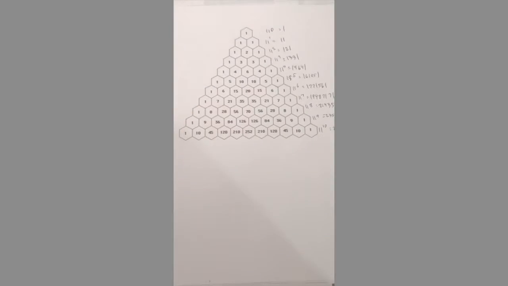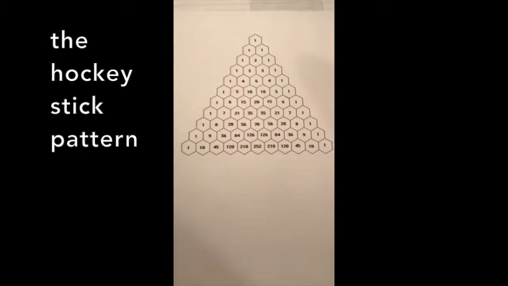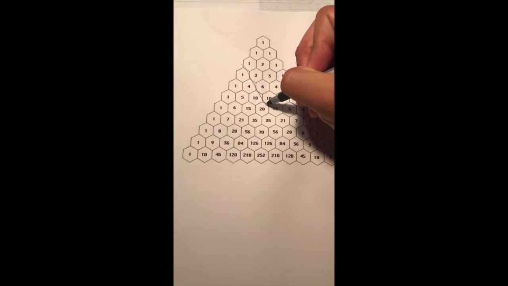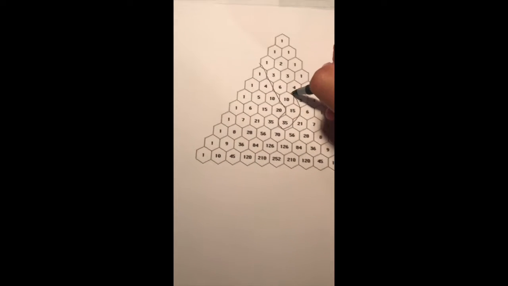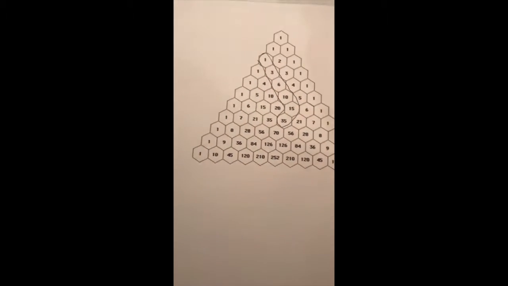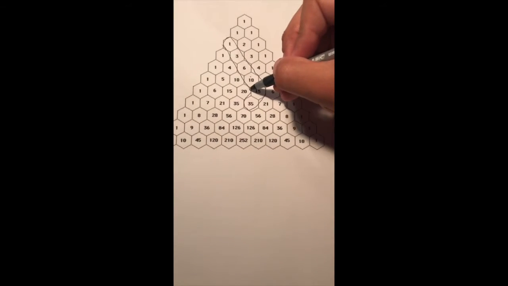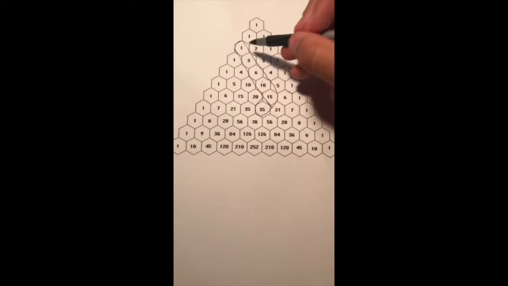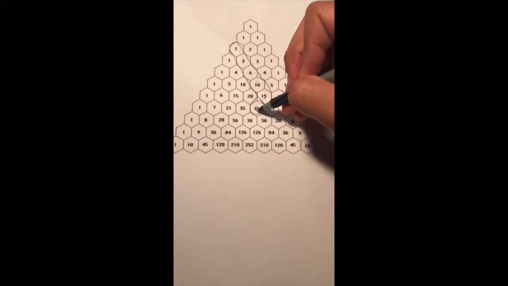Another pattern on Pascal's triangle is called the hockey stick pattern. This basically says that if you make a hockey stick in the triangle, something that looks like that, a little hockey stick, you can add up all the numbers in the stick and they equal the bent part. 1 plus 3 plus 6 plus 10 plus 15 does in fact equal 35.